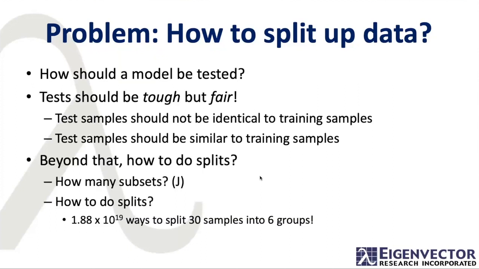But beyond that, how do you do splits? How many subsets do you split things into? How to do the splits? I had some fun with this today. Yesterday, I got to thinking, how many ways are there to split 30 samples into 6 groups? Well, there's about 1.8 times 10 to the 19 is what I got for that. So there's a lot of different ways to do splits of data.